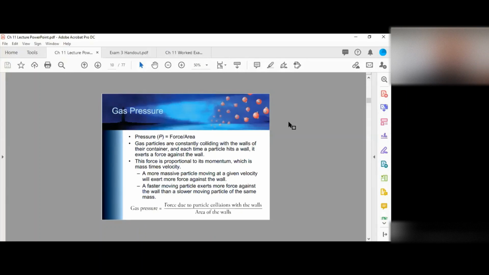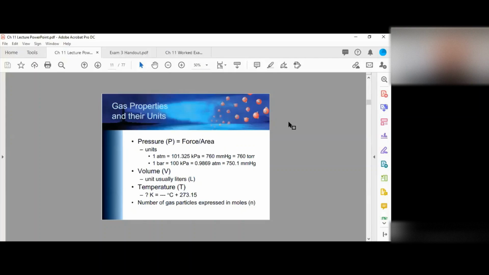Gas pressure is one of the properties that we are going to be studying in this chapter, and you see the rest of the properties here. So pressure, which is the symbol P, volume, symbol V, temperature, symbol T, and you have the number of gas particles, which are usually expressed in moles, and that's the symbol N. Okay, so we're going to learn later on gas laws where you're going to be relating those with each other. So you may be relating P to V, or P to T, or V to T, or P to N, or all of them together.